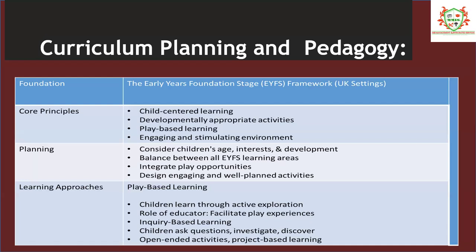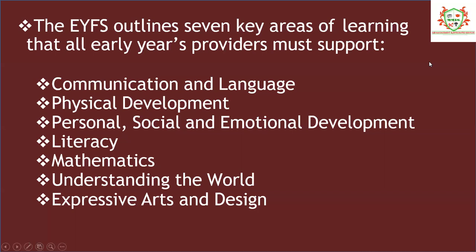Now, we talked about the early years foundation stages. This outlines 7 key areas of learning that all early years providers must support. Now, this is another thing they come to check. When they come for inspection and they discover that these 7 key areas of learning are not there, sorry, your school will be closed.